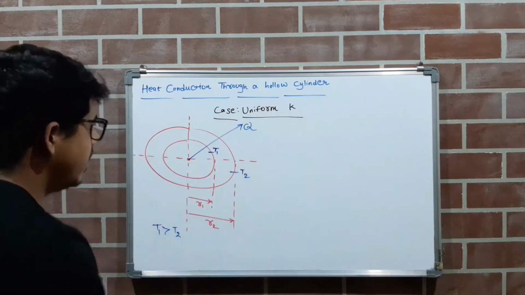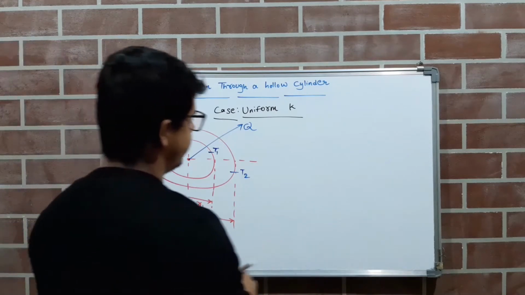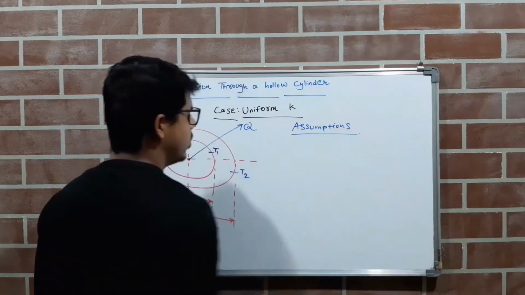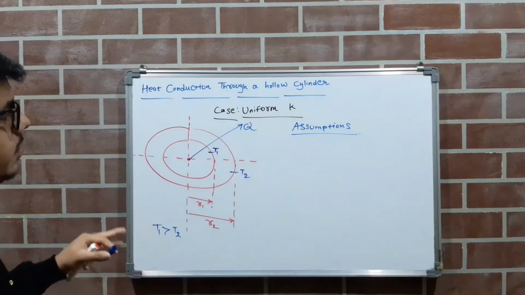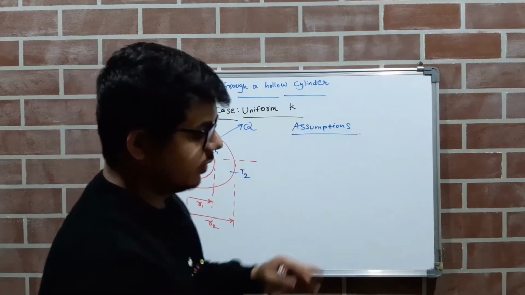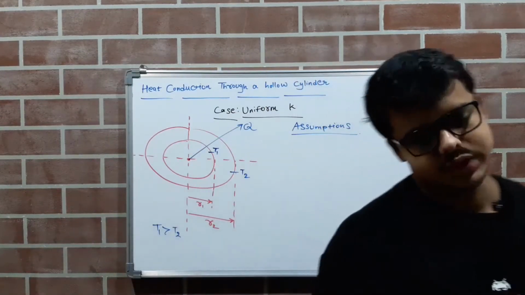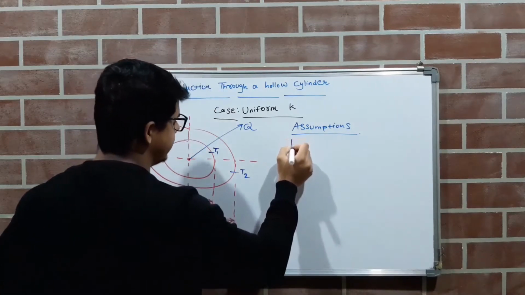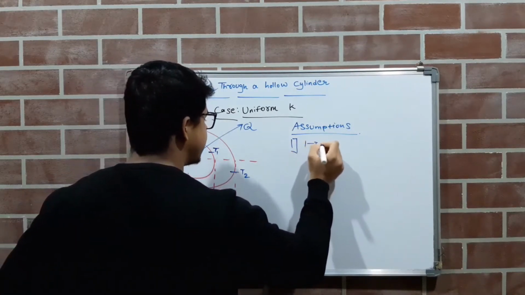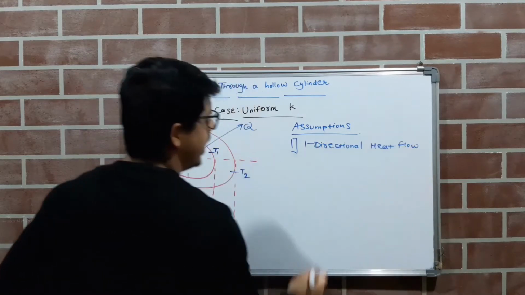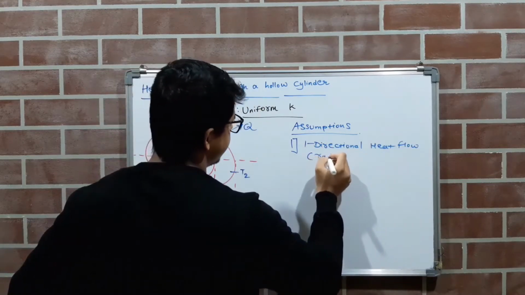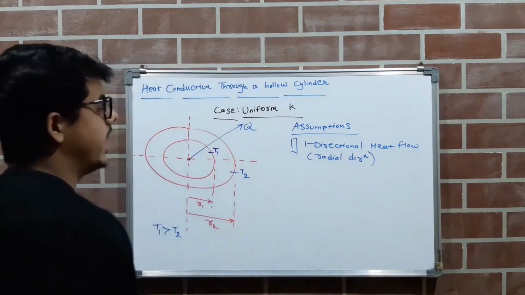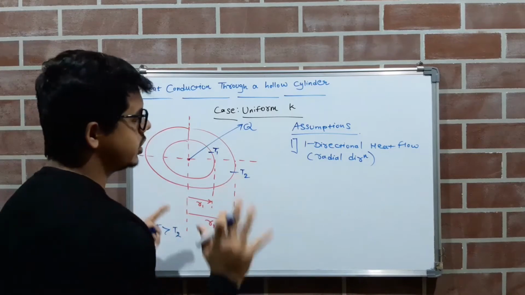Now we will consider certain assumptions. To use the general heat conduction equation in cylindrical coordinates, we have to consider some assumptions. The first assumption is that the direction of heat flow is only in one direction, that is, we have one-directional heat flow, and we are considering the radial direction. In the other two directions heat is not flowing, we have assumed.